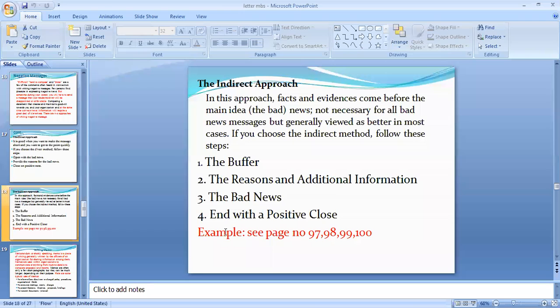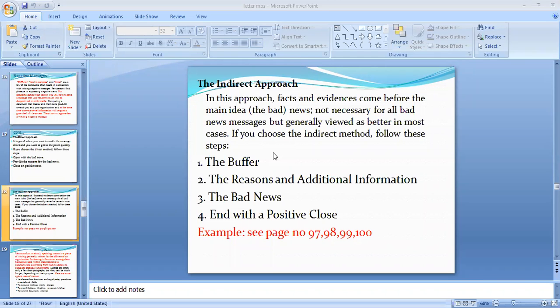The bad news ends with a positive close. These are the main considerations that you have to apply here. Buffer means obstacle, meaning what is the main problem, what is the main negative message. You have to keep that point. You have to find the barrier of sending.